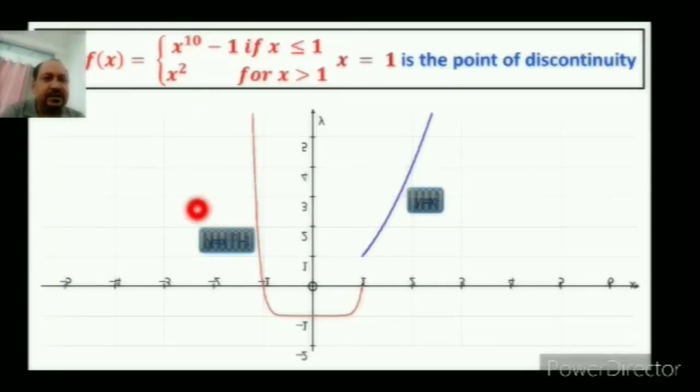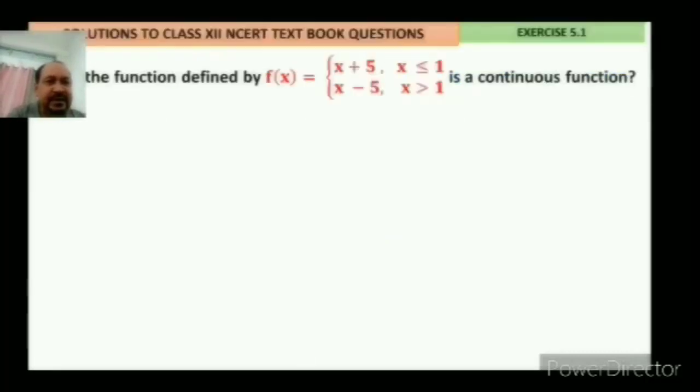The red line shows the graph of x^10 minus 1 and the blue line shows the graph of x squared. As you observe, the graph breaks at x equals 1. So it is not continuous at x equals 1.